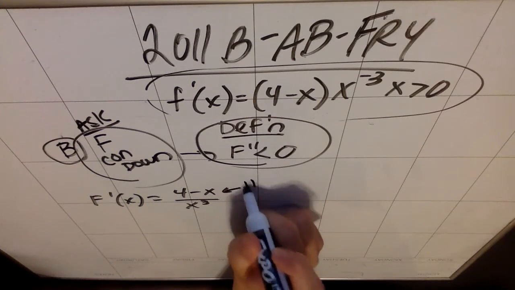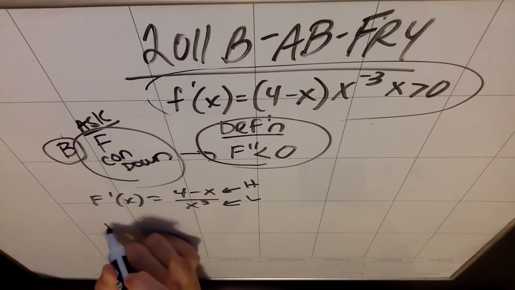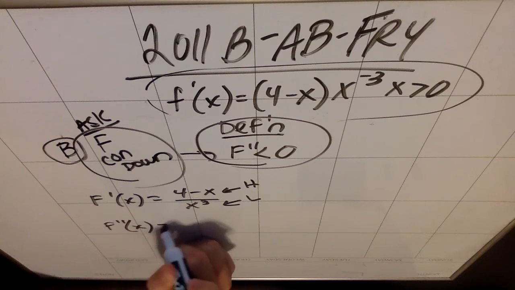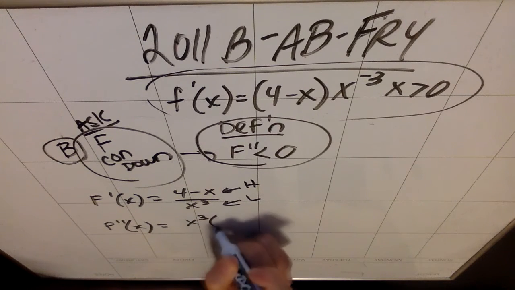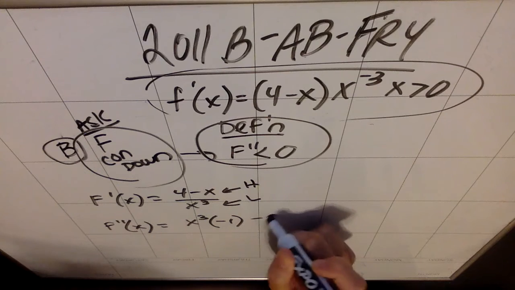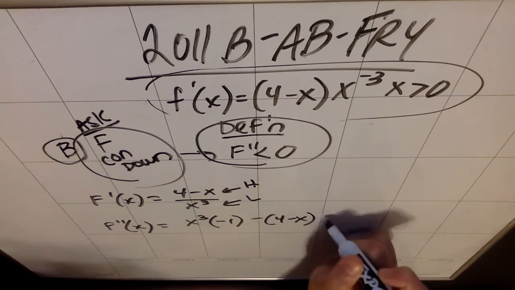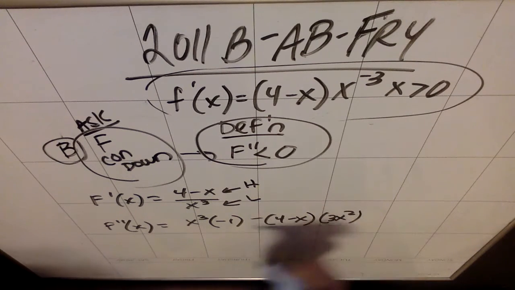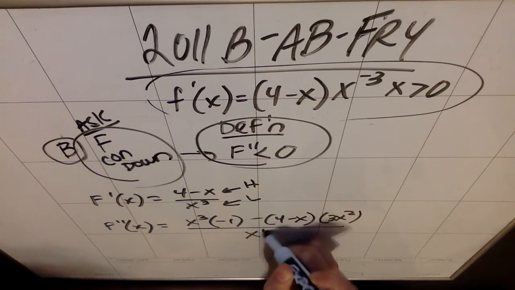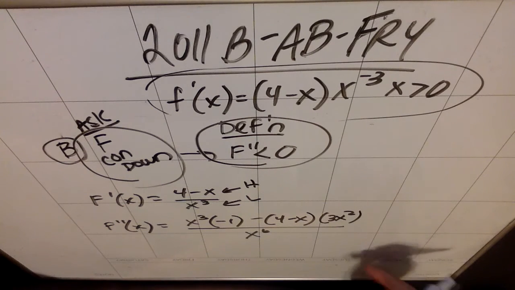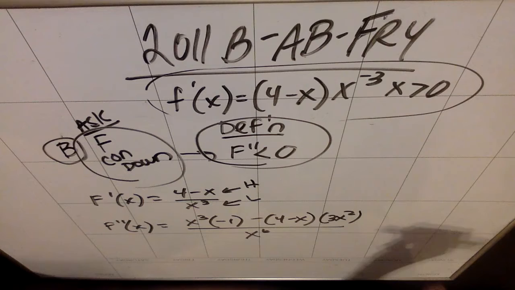I'm going to do a high function and a low function when I derive it. So my f double prime of x is low, which is x cubed, D high is a negative 1, minus high, which is a 4 minus x, D low is a 3x squared. Draw the line and square the low, which is going to be an x to the 6th. So now I just need to clean up the top and sort out that whole mess, right?